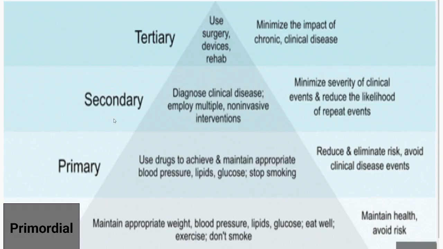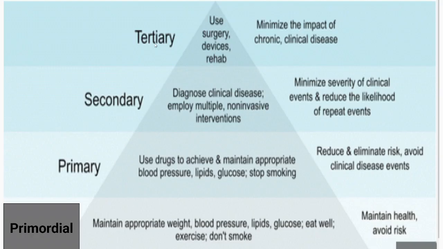Then coming to the next one, secondary prevention. Here, what it indicates is what we need to take care of after getting the disease. First, we need to diagnose what disease the person is suffering from. We need to observe the clinical manifestations, and early diagnosis and receiving treatment is indicated. Non-invasive interventions may also be performed in secondary prevention.